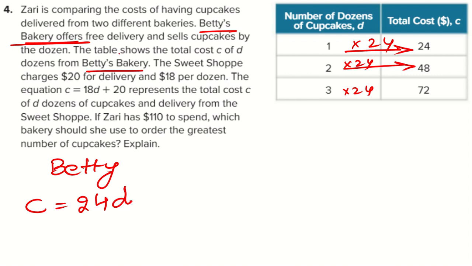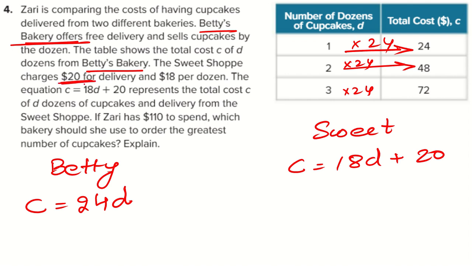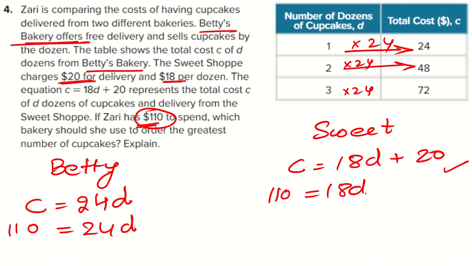Is there any delivery charge also? The sweet shoppy, I don't think so. Sweet shoppy is taking C is equal to 18D plus 20. Okay. Now sweet shoppy is charging $20 for delivery and 18 per dozen. So it is written for this equation. Okay. Now you see, if you want to spend $110, this is the value of C, the cost. So if you have $110 here, how many cupcakes can you buy? And if you have $110 here, how many cupcakes can you buy?